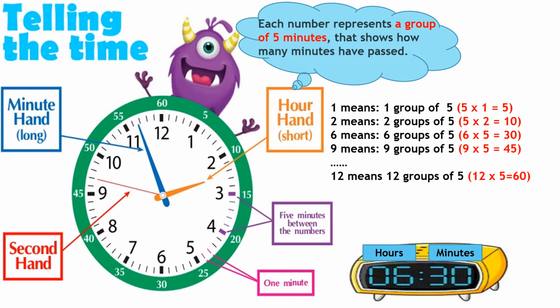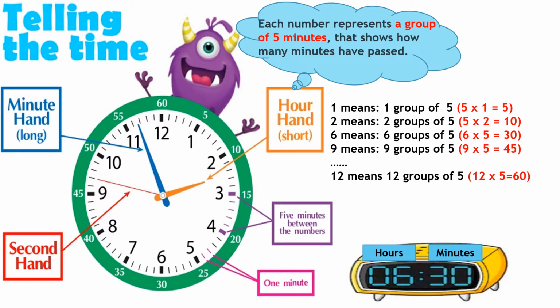And when it moved to 6, it means 6 groups of 5. So 6 times 5 equals 30. And in 9, 9 groups of 5. 5 times 9 equals 45. And when it reaches 12 again, it means 12 groups of 5s. So 12 times 5 equals 60.